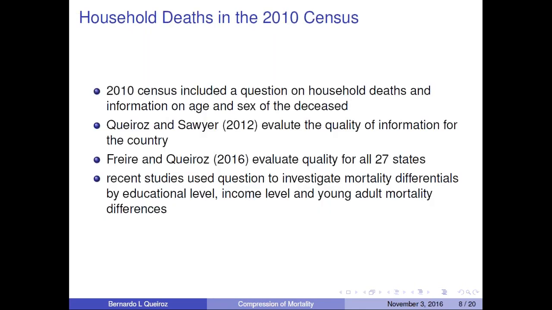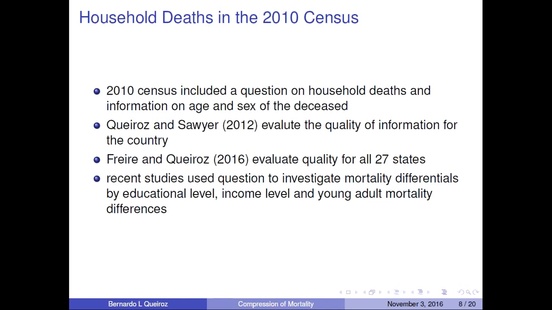And one nice thing that one could do is that the 2010 census includes the question on household deaths that Rob just showed here, and it also asks the age and sex of the deceased. The universe responded to this question, so instead of being a sample, it's the whole universe. Then we evaluated the quality of the information for the country, and with a colleague, we evaluated the data quality for the 27 states.